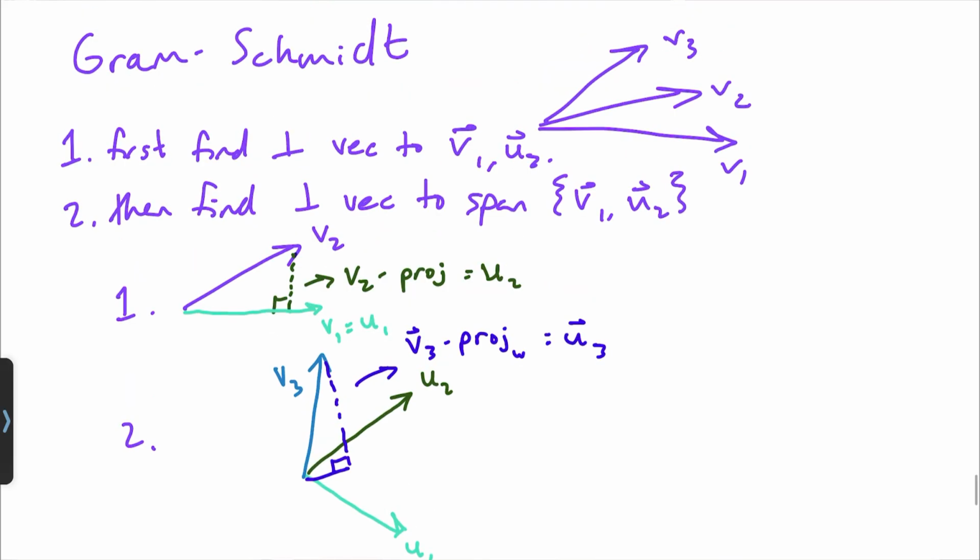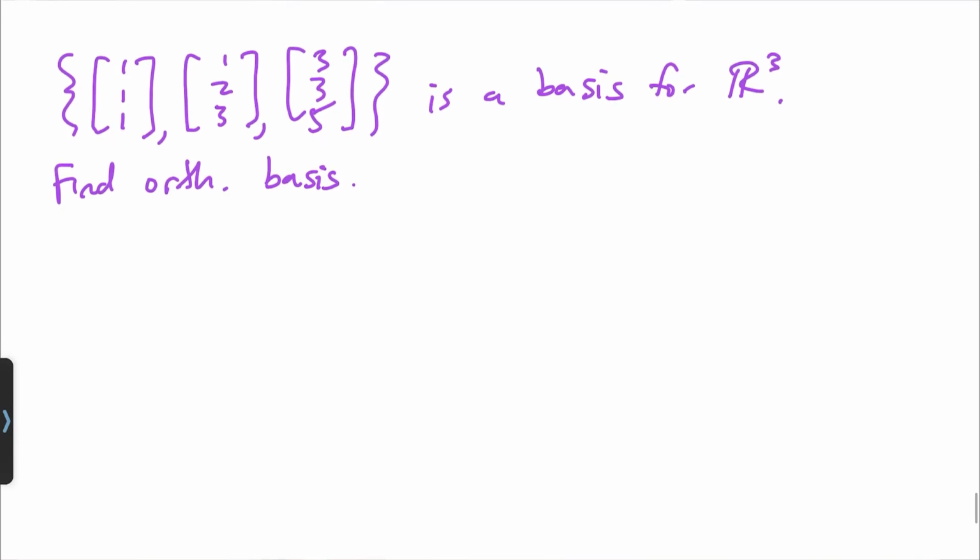So we can continue just staring at this, or we can do an example. So we have these three vectors, which are a basis for R3, and we want to find an orthogonal basis. Now, note, not the orthogonal basis, an orthogonal basis. So we can label this v1, v2, and v3. Now, v1 is just going to equal u1. We don't have to do anything there. So we have u1 is equal to 1, 1, 1.